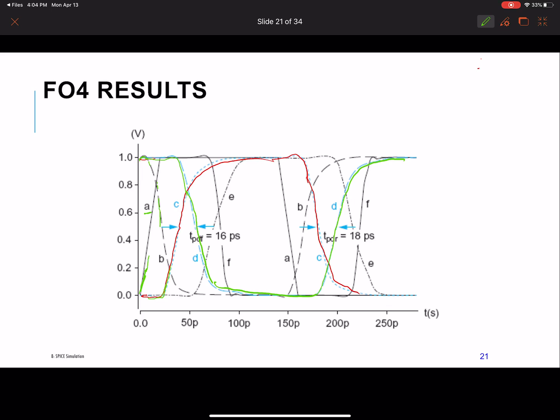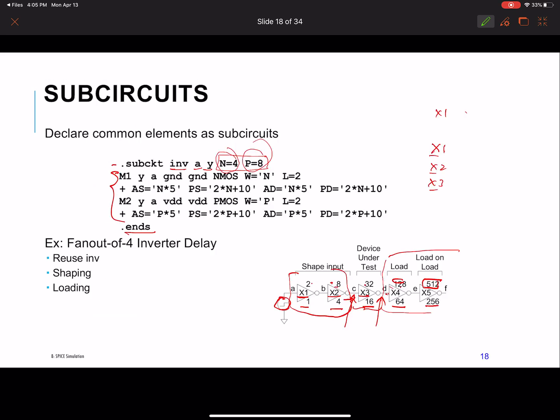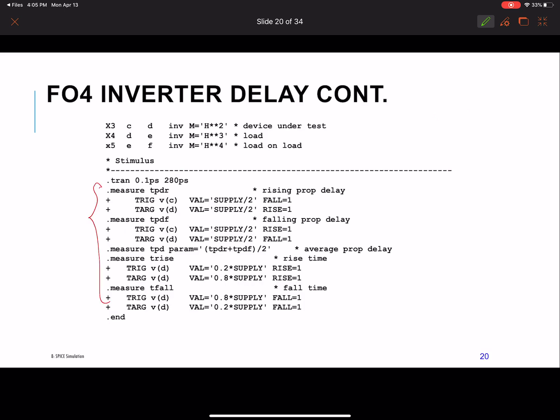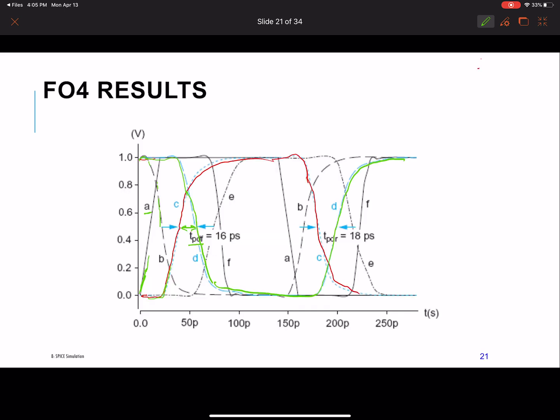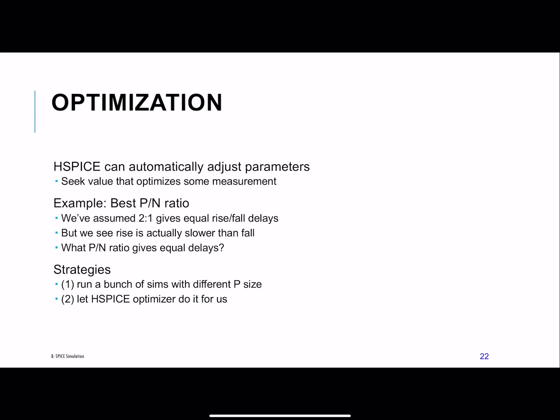And then E and F are just for loading D. So the actual rise, this is the 50% to 50% delay for that inverter that was sandwiched in the middle that we were interested in, this guy. Okay, and this is the prop delay for the rise, prop delay for the fall, 50% to 50%. Again, we'll be doing this in project 1, I think.